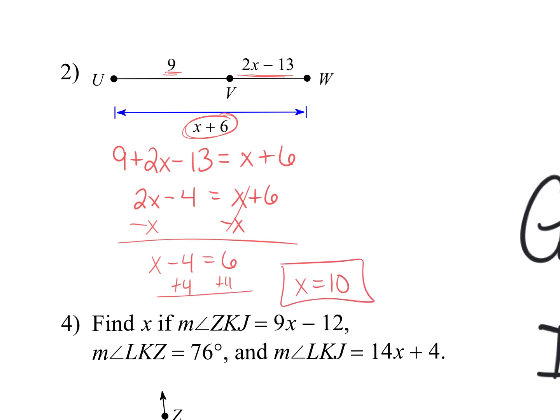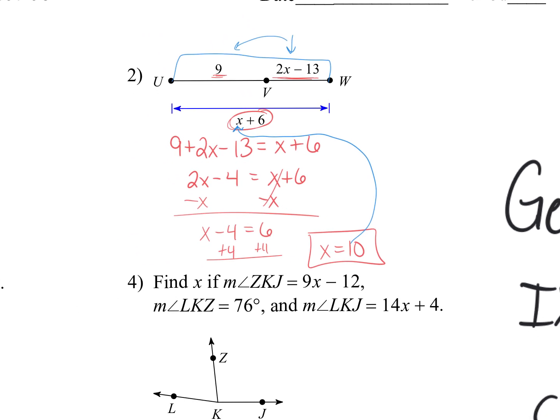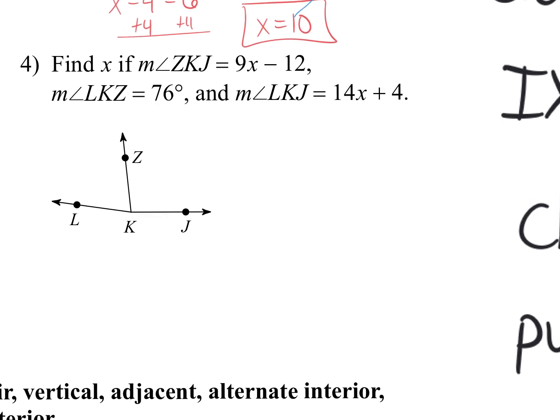This one only wanted x, but on your test, if it wants to know the value of UW, how do you find that? You would fill it in, right? You could plug it into here, or you could plug it into this one and add it to 9, either way. Just make sure we're reading directions carefully on what it wants. Number 4, again, if you have questions, please ask them.